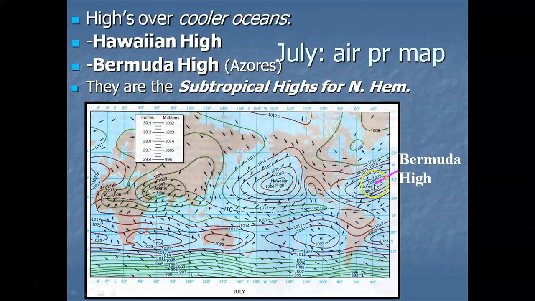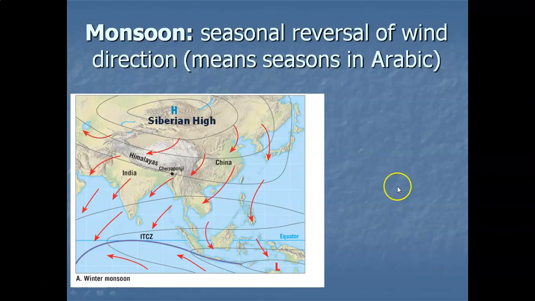So the Hawaiian High and the Bermuda High that really intensify in summer are the subtropical highs for the northern hemisphere. They're still there in wintertime, but they're smaller and less intense, but really become very enlarged and intense. And that's the best we're going to do. So these are the subtropical highs for the northern hemisphere.